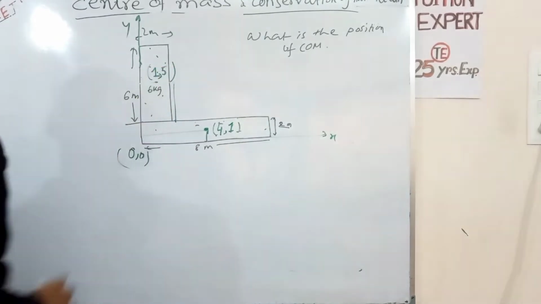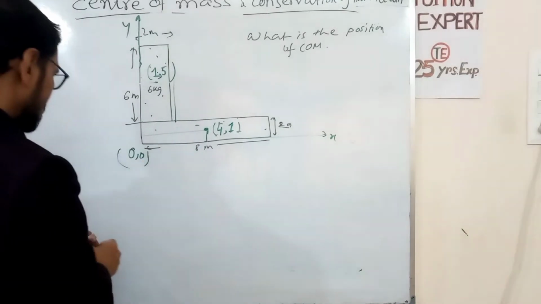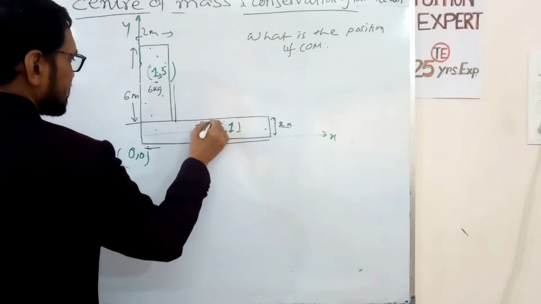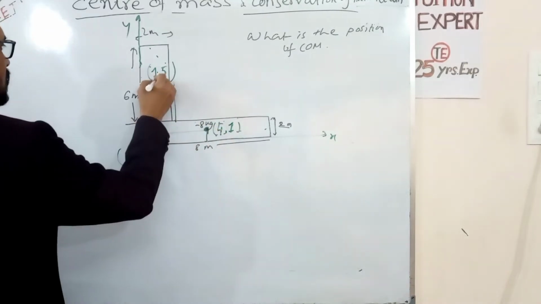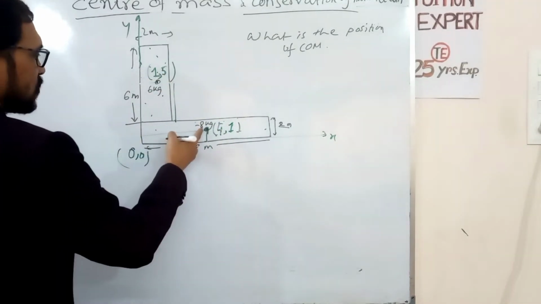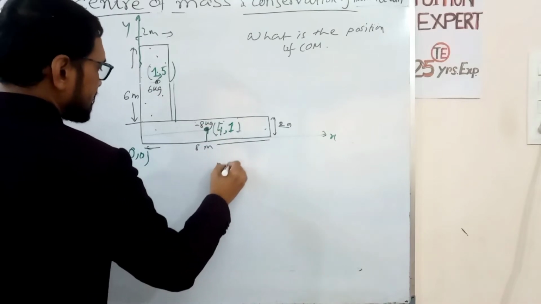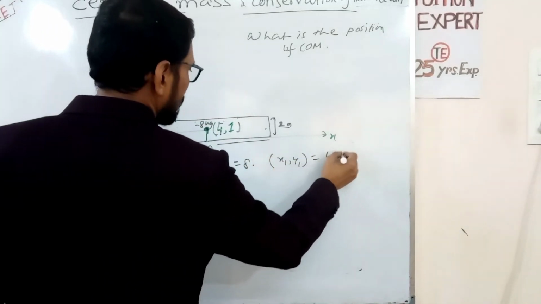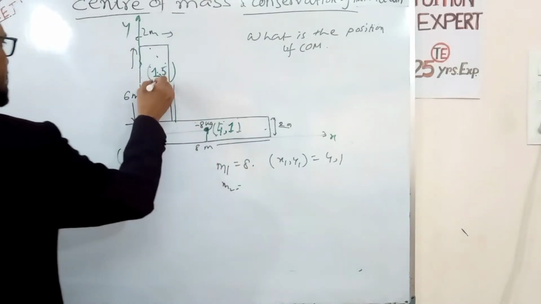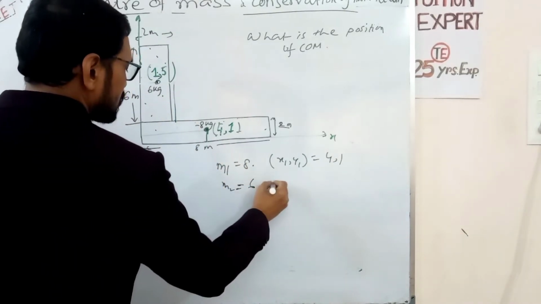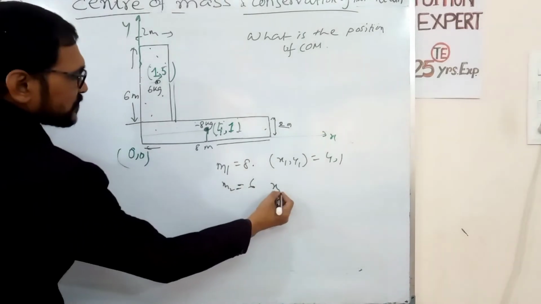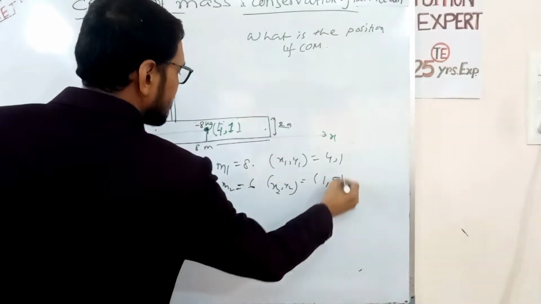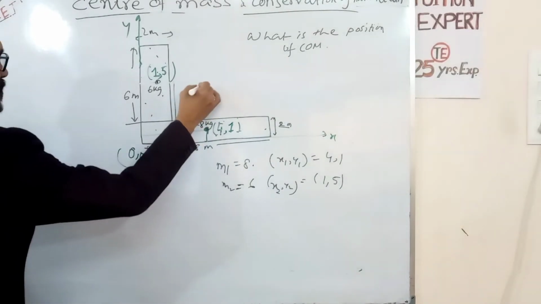Here the 8 kg block is present, and here the 6 kg block is present. So m1 equal to 8 kg, whose coordinate is (4, 1), and m2 equal to 6 kg, whose coordinate x2, y2 equal to (1, 5). Now what is the position of center of mass?